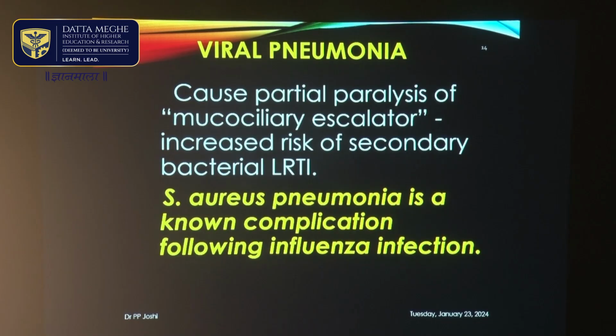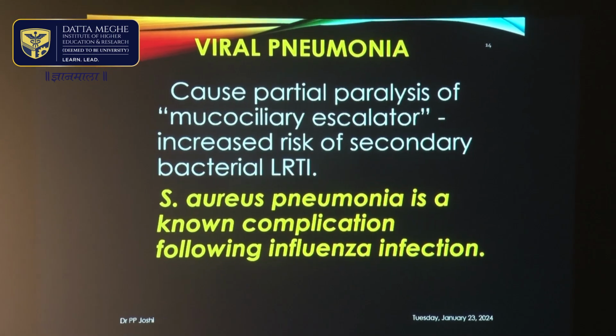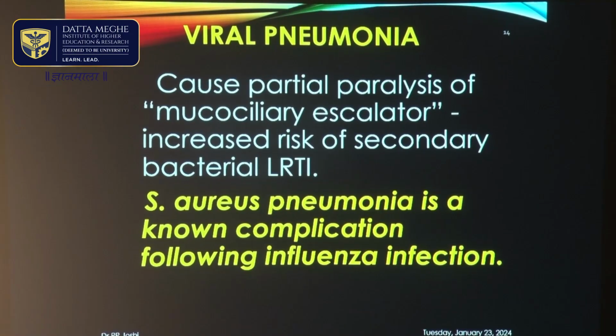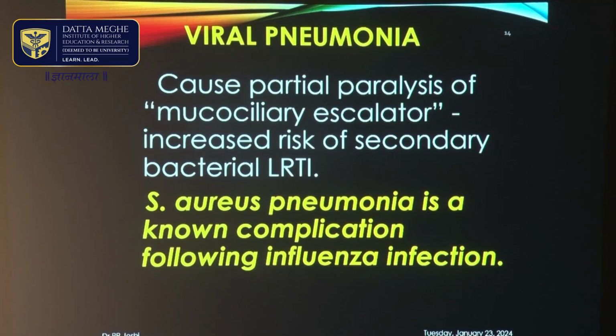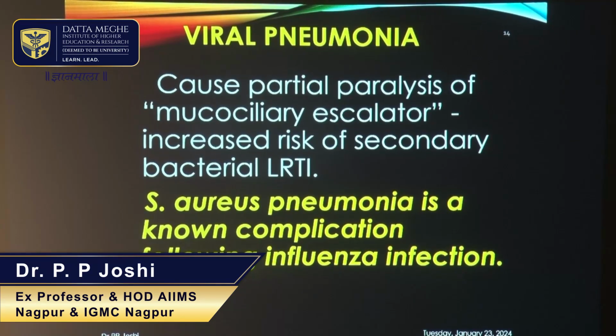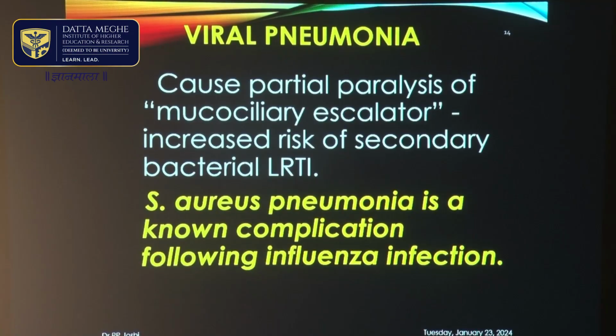Now, in viral pneumonia, viruses cause partial paralysis of the mucociliary escalator, which lines the pseudostratified epithelium of the respiratory tract, and that leads to increased risk of secondary bacterial infection. After a viral pneumonia, secondary bacterial infections can occur. Staphylococcus aureus pneumonia is a known complication following influenza infection.